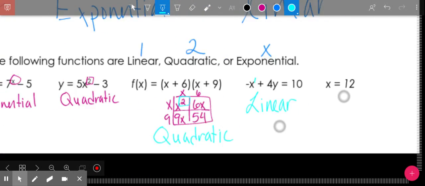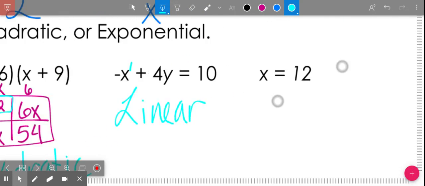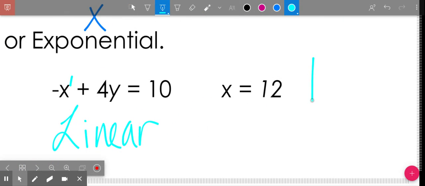And then looking at the last one, x equals 12. This one's actually a trick question pretty much because this is a vertical line, and we know that vertical lines are not functions. So it can't be a linear, quadratic, or exponential function. So we're just going to say not a function.